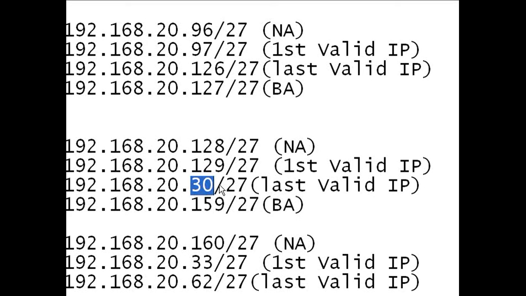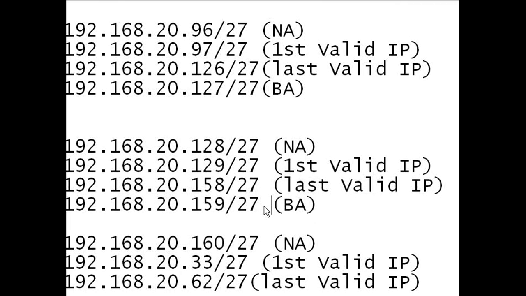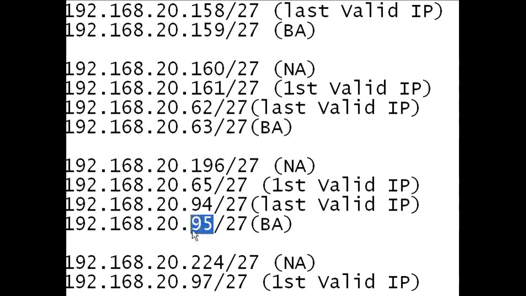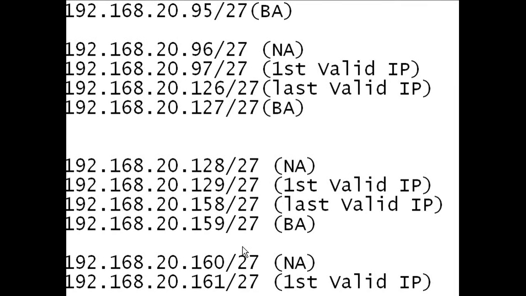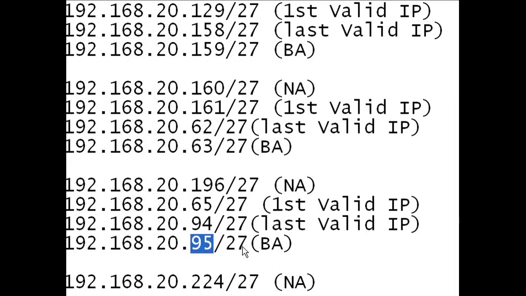Now 160, so 161 will be first valid IP. This is 223, so last valid IP will be 222, and this is 197, and here in this case it will be till 255. So this is 254, this is 225.